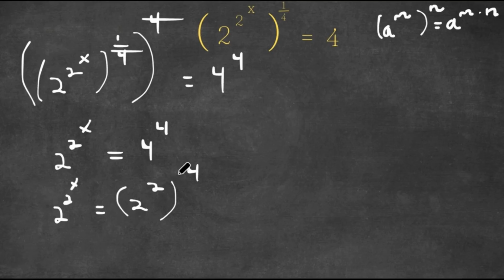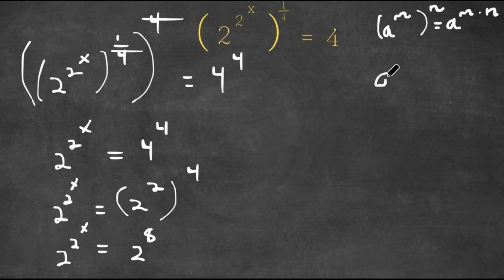So 2 to the power of 2 to the power of 4, this is going to equal 2 to the power of 2 times 4. And 2 times 4 is 8. So now we have 2 to the power of 2 to the power of x is equal to 2 to the power of 8.